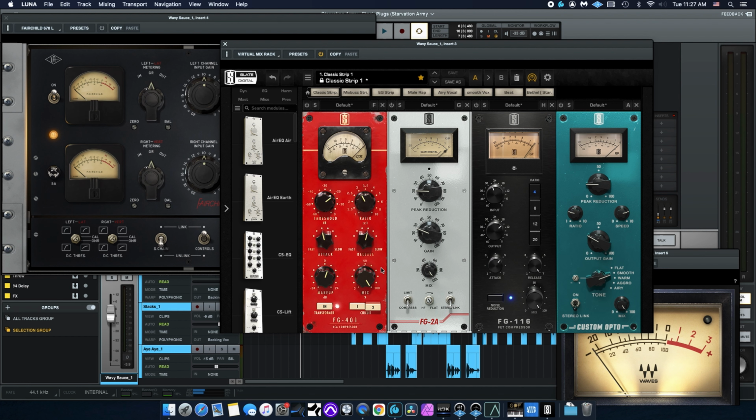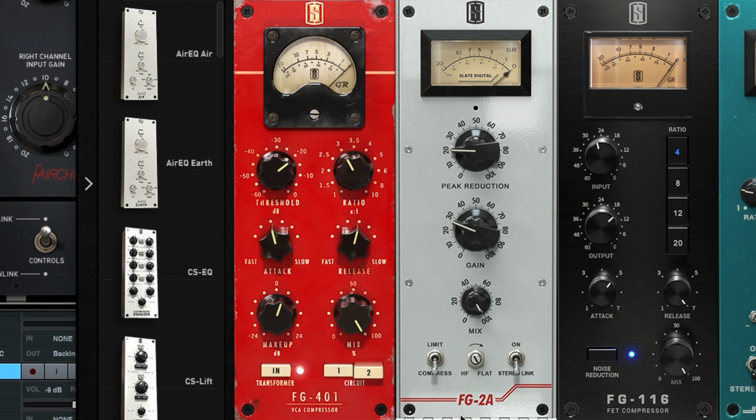We're not even going to look at that today because we are talking about compression as a whole, not parallel compression, okay? So moving on, the next compressor we have is the FG2A, and that is Slate Digital's version of the LA2A, one of the optical compressors that we talked about.